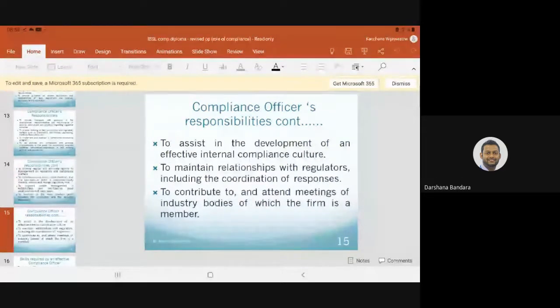Now you might get a question like this. That's why I say it's important to make notes in this program, because it's a diploma program, so it's not a question where you get a straightforward answer by reading a note. There can be a simple question, right? How do you assist in developing an effective internal compliance culture within the organization?